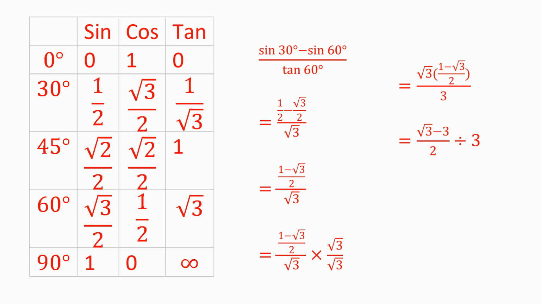Then since we have a division, we can multiply it by its reciprocal. So we have root 3 minus 3 over 2 times 1 over 3, and this becomes root 3 minus 3 over 6. So that is how you evaluate trigonometric expressions without using a calculator or mathematical tables.